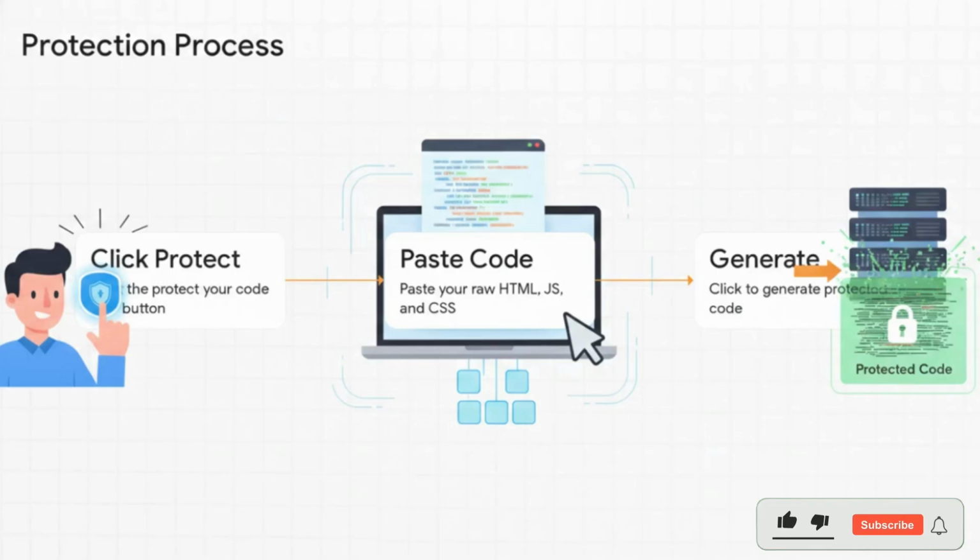Now you might expect some massive headache-inducing setup process here, but the workflow is surprisingly simple. Actually, scratch that, it's incredibly simple. You just launch the application by clicking Protect Your Code Now, take your vulnerable raw HTML, JS, and CSS, and just paste it directly into the provided input area. From there, you literally just hit the Generate button.